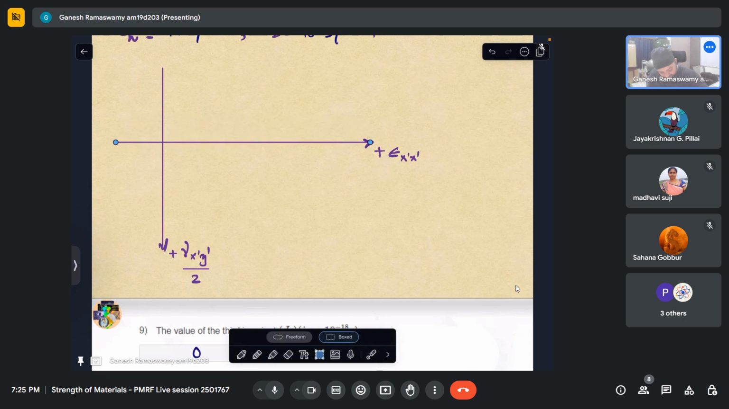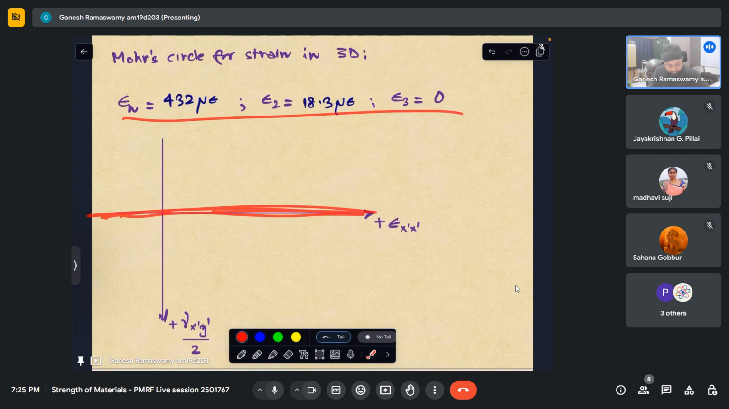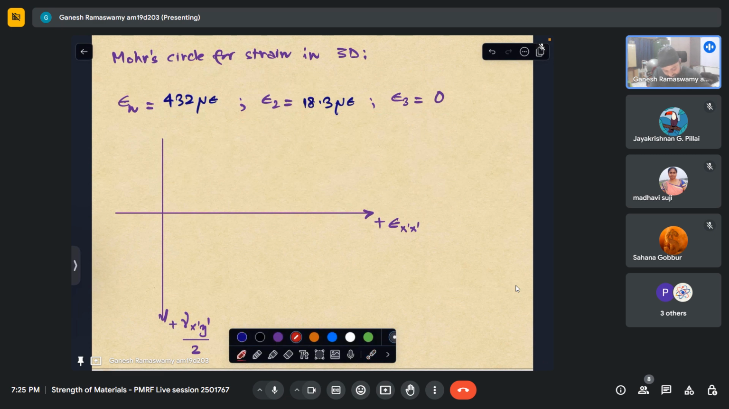Okay. So these are principal strains. So naturally these points will fall on this axis only. So the first point is at 432. Let me take this to be 432. The second point is 18. If that is 432, 18 will be somewhere here, let us say. The third is 0. So this is epsilon 1. This is epsilon 2. And this is epsilon 3. So we just need to connect these and we will get the Mohr circle.